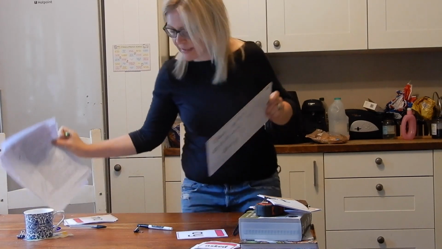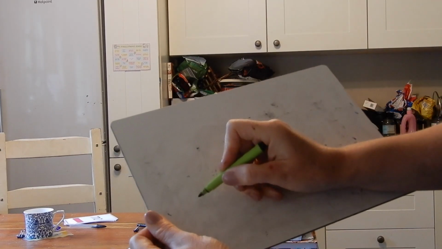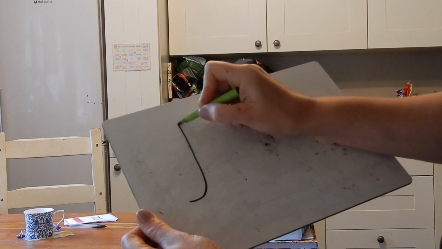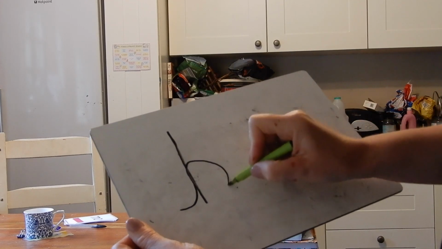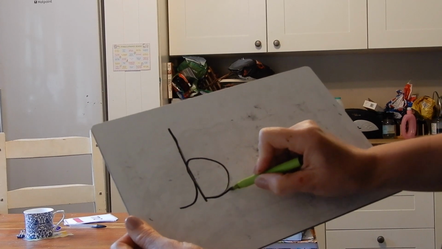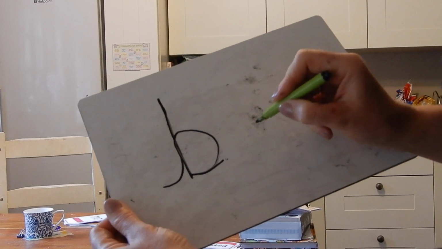Pause the camera now if you want to, so you can have a go at writing it, but now we're going to do it together. So, boy. I start with my b. In my class, we cursively whoosh up tall, come down, go back up about halfway, round and tickle the belly of the b. Okay. So that's our b for boy.